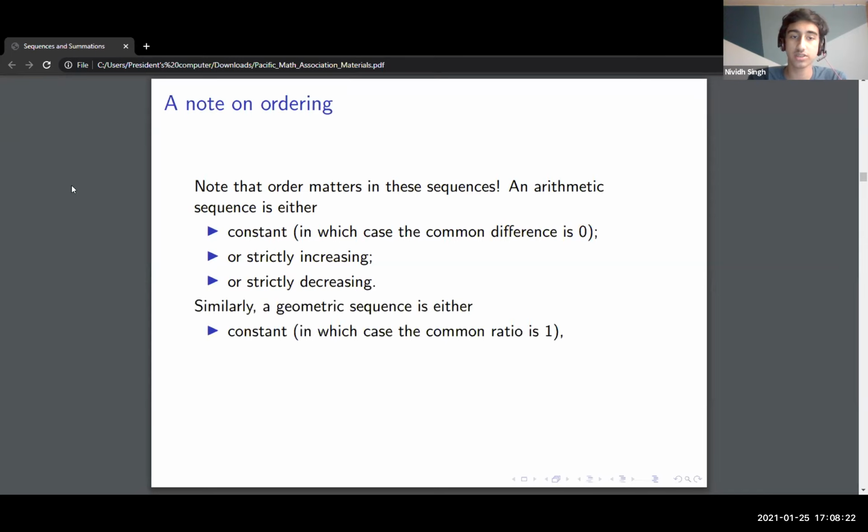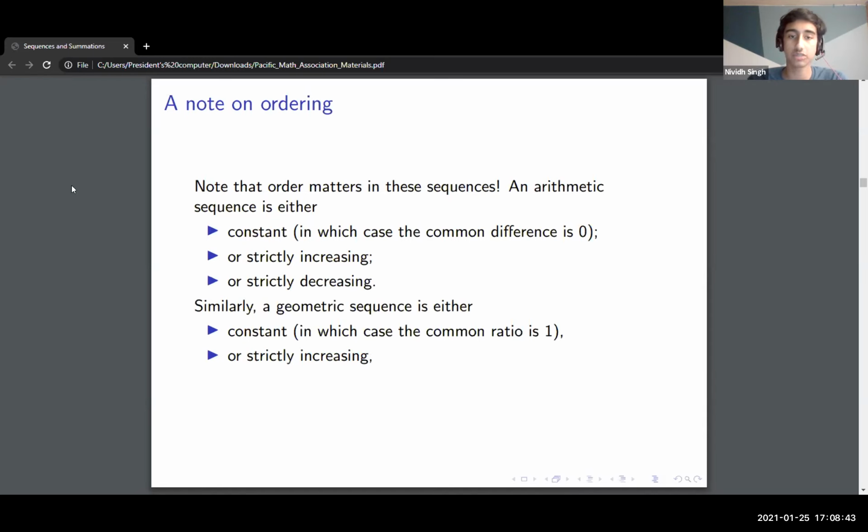Looking at geometric sequences, we also have a constant sequence, in which case the common ratio is 1. So for example, 5, 5, 5, 5, 5 could also be a geometric sequence because the common ratio is 1, because we multiply 5 by 1 to get 5 again, multiply by 1 to get 5 again, and so on.